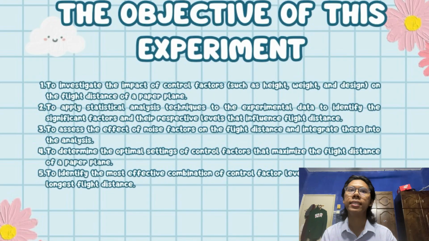Second, to apply statistical analysis techniques to the experimental data to identify the significant factors and their respective levels that influence flight distance. Thirdly, to assess the effect of noise factors on the flight distance and integrate this into the analysis. Fourthly, to determine the optimal settings of control factors that maximize the flight distance of a paper airplane. And lastly, to identify the most effective combination of control factor levels that produces the longest flight distance.